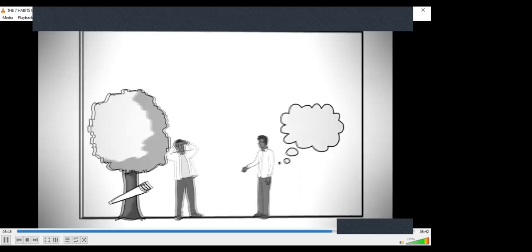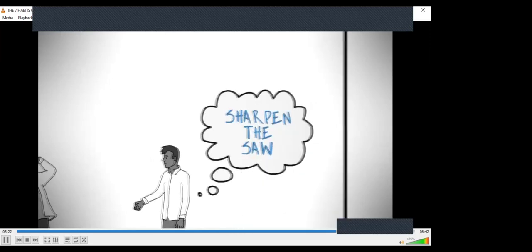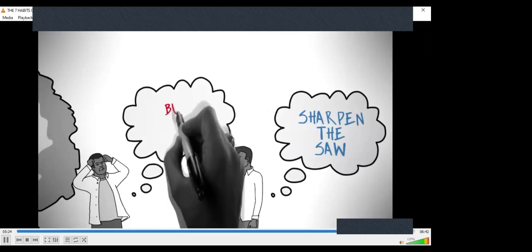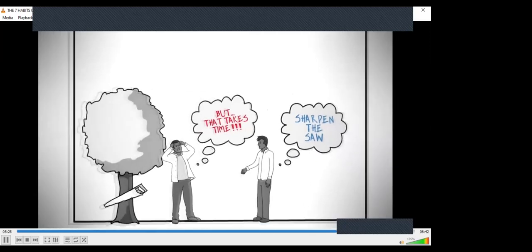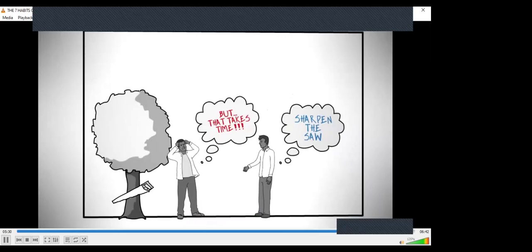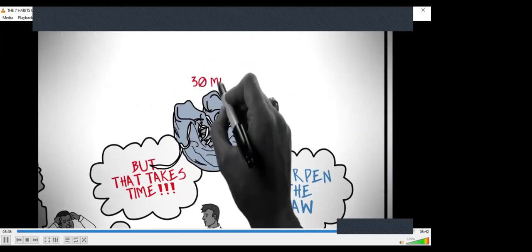A man has been trying to cut down a tree for hours, and after a while his neighbor can't take it anymore, goes over and says, "You know, if you sharpen the saw, you'll be able to cut it down faster." And the man replies, "But sharpening the saw is going to take time." Now, we might laugh at this story, but we do the same thing all the time. We can't find 30 minutes a day, 4 times a week to go to the gym.